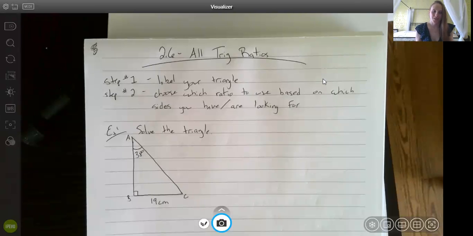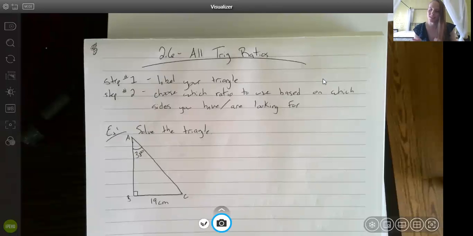Step one is, of course, going to be label your triangle, which has been step one all along. And then step two will be use the correct ratio based on which sides you have and which sides you're looking for. So use SOHCAHTOA or your formula sheet to figure out which ratio you need to use in order to find whatever it is that you are looking for. And that'll just be based on which sides you have. So we're just going to go through two quick practice problems.